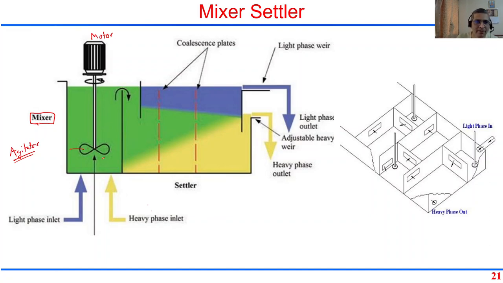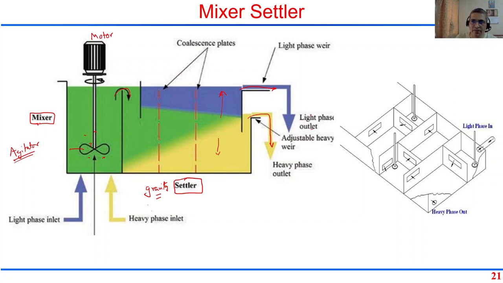So they enter, dispersion is created here. This dispersion overflows into the settler. The light phase goes to the top of the settler, and the heavy phase goes to the bottom of the settler by gravity. So it's a gravity settler. And then the heavy phase is taken out here. And the light phase overflows from this top part of the settler, and the light phase is coming out.